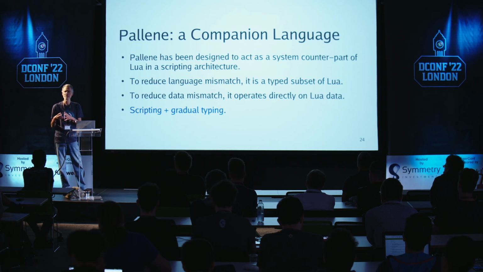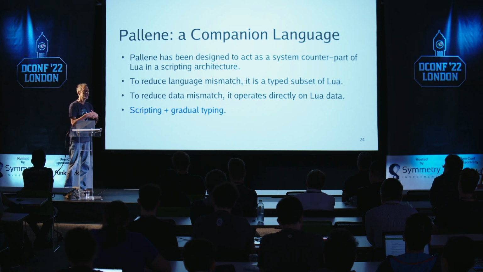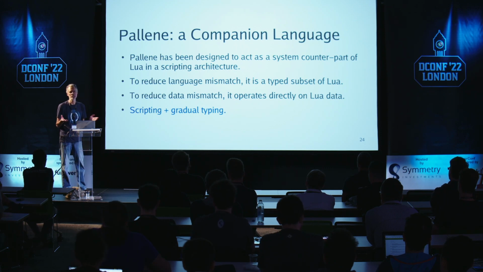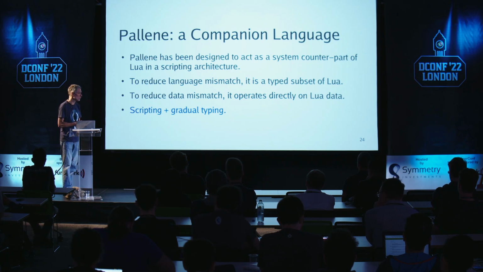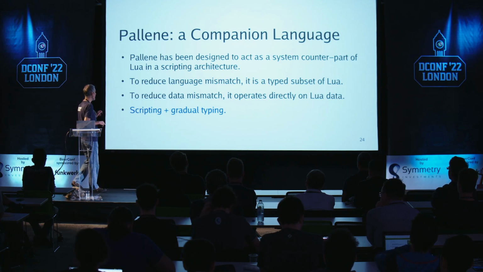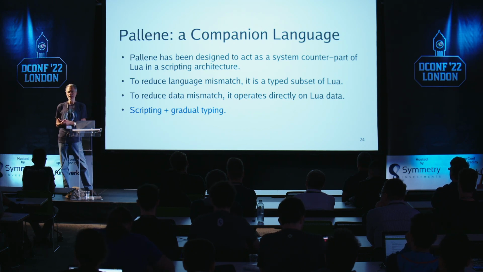So Pallene is a real subset, where we exactly eliminate most of the things in Lua that we know are inefficient, that most JITs cannot optimize anyway. So okay, this is kind of C: a very simple language for fast tasks like sorting, or implementing some data structures, etc. And Lua is the different language that you have. And the main point also, to reduce data mismatch, is that it operates directly on Lua data.